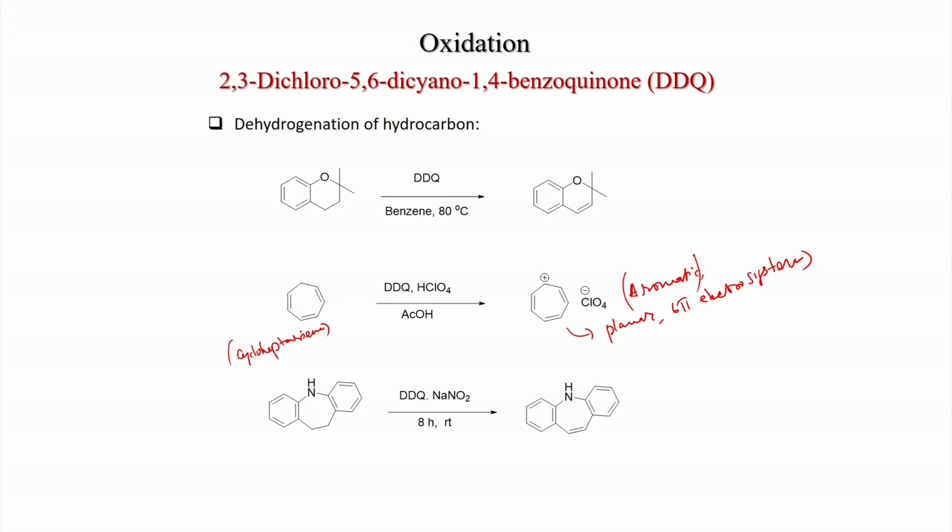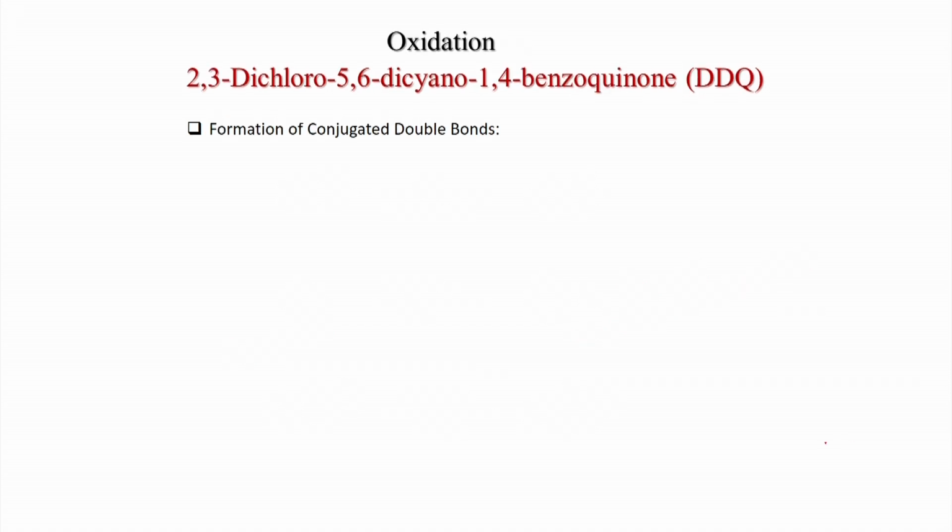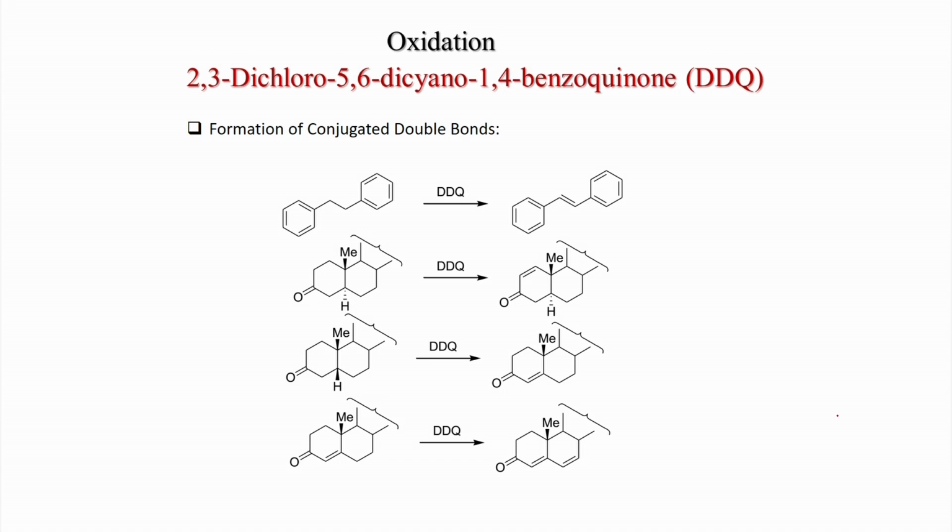Also, if you have a system like this, then also under DDQ, sodium nitrate condition you can get the double bond here, and this is also at room temperature you can do this reaction. DDQ also forms conjugated double bonds. This is a very usual reaction of DDQ, and if there is a possibility of conjugation, then it is very facile. Like if you have a system like this, diphenyl, and the intermediate is this, that is the dihydrostilbene actually, and then you get the stilbene.